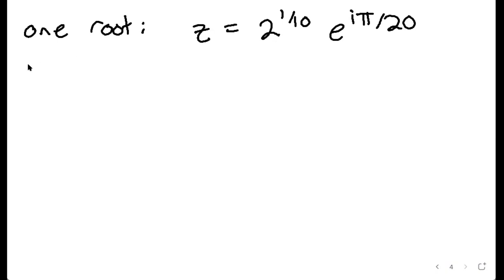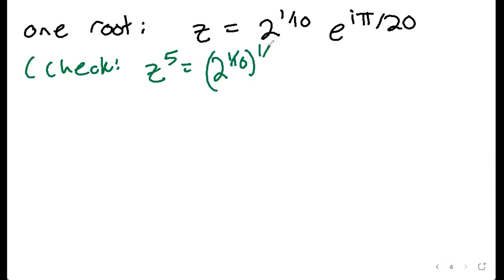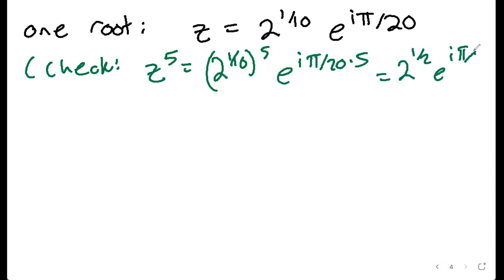If we want to check, we can do this quite easily with the De Moivre formula from the last video. So z to the 5th is just going to be 2 to the 1/10 to the 5th, e to the i pi over 20 times 5. Sure enough, you get 2 to the 1/2 e to the i pi over 4. And we said, from the previous slide, that is 1 plus i, where we started. So great, we found one root here.